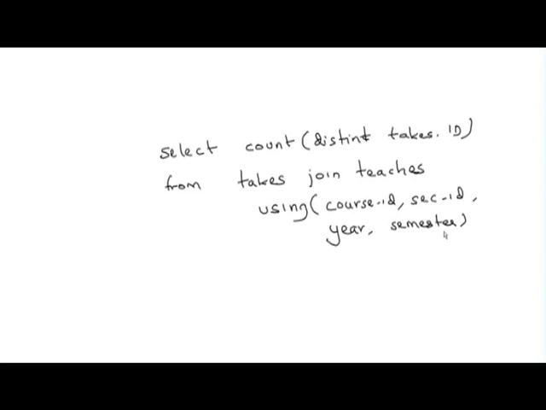So this is matching students who have taken courses which are offered by some teacher. So we also need to narrow it down to where teachers dot ID equal to 10101. So that's the final query to find the number of distinct students taught by this particular teacher.